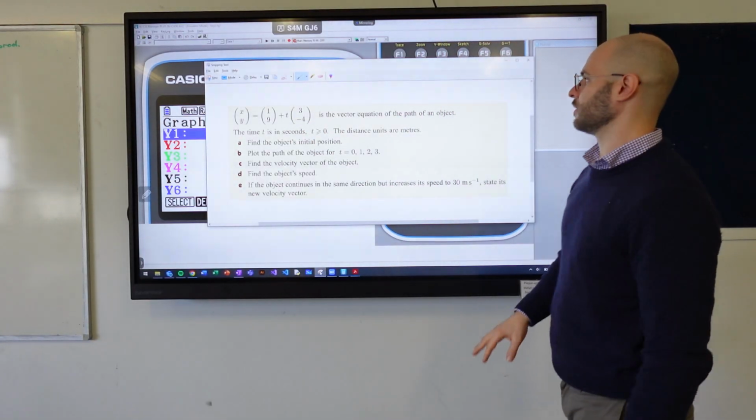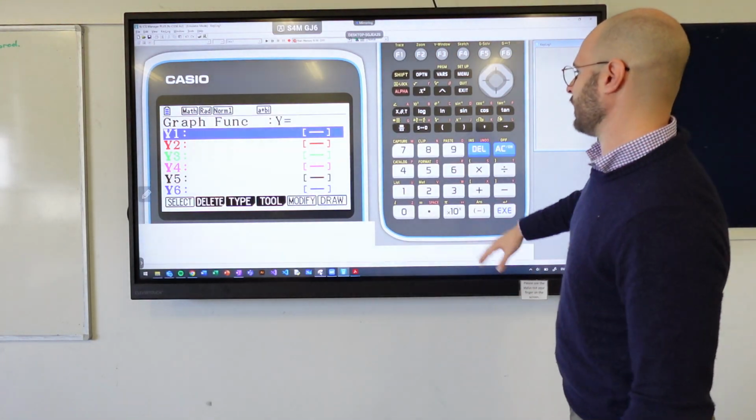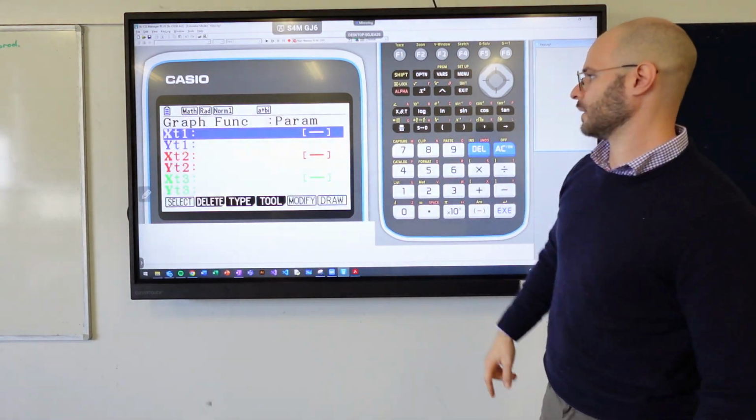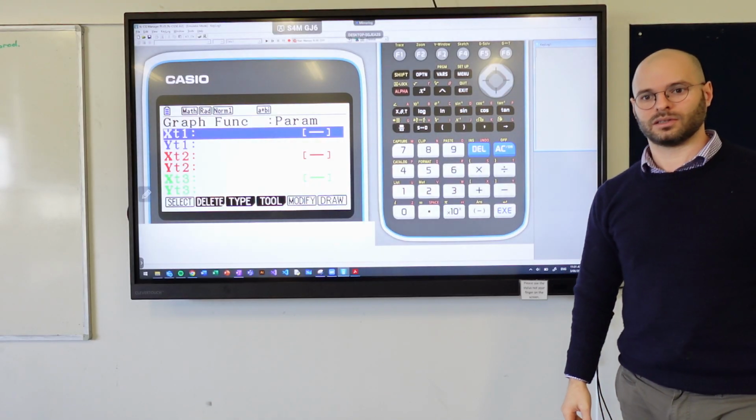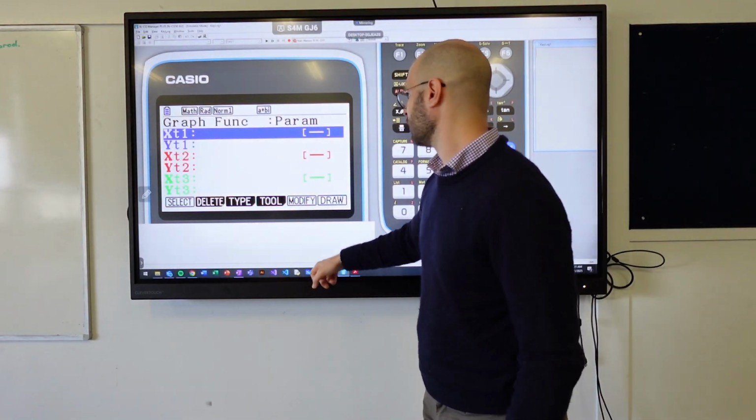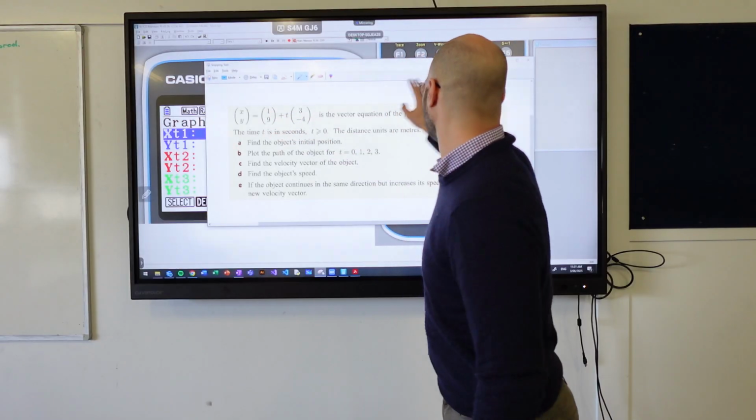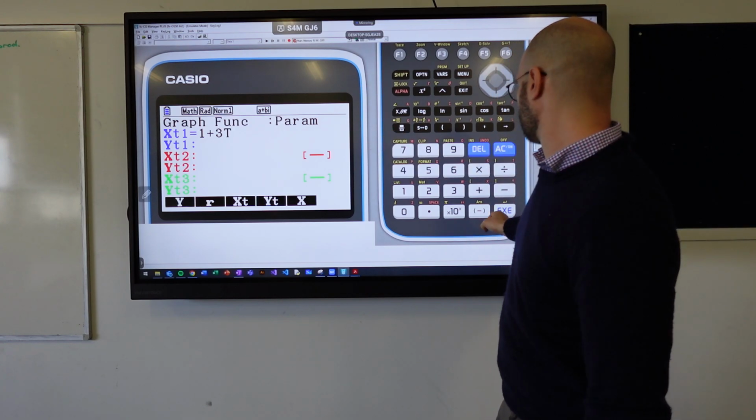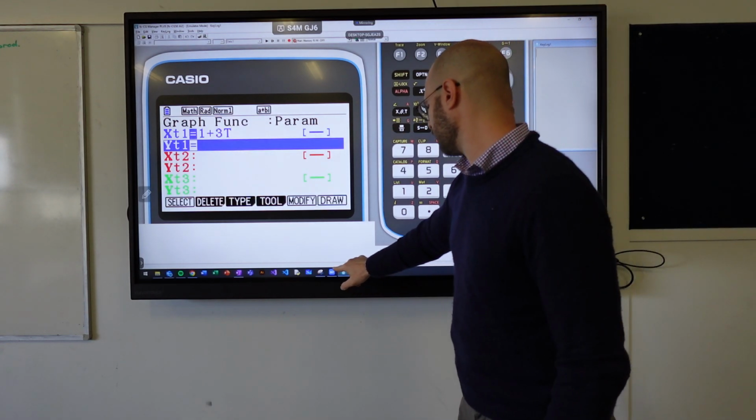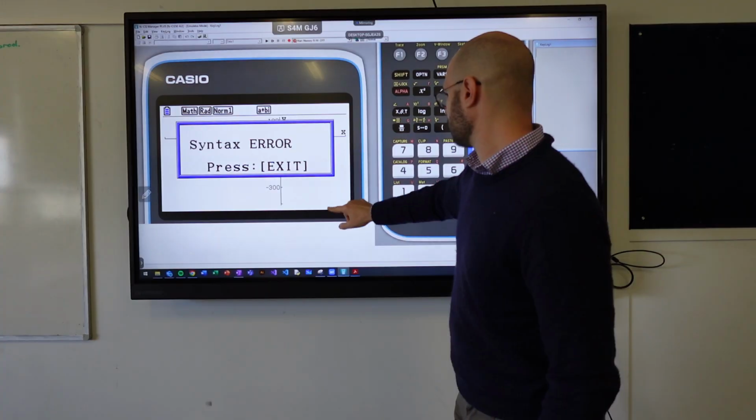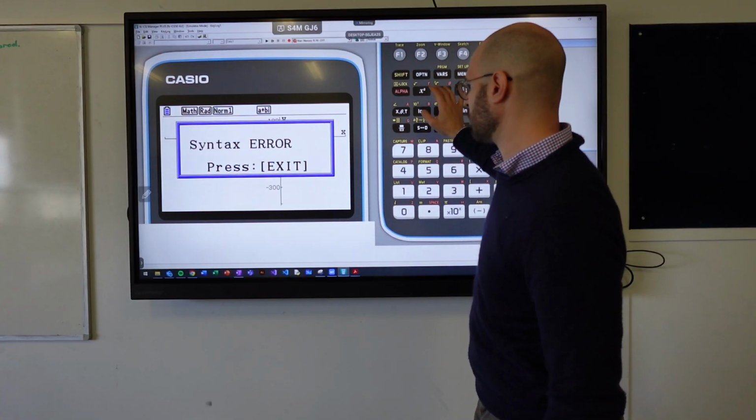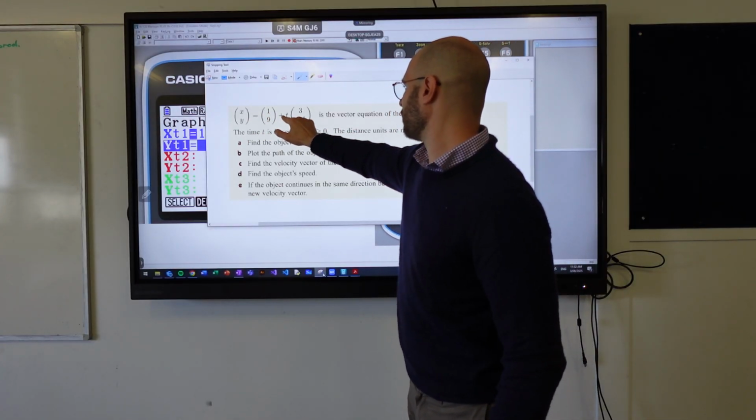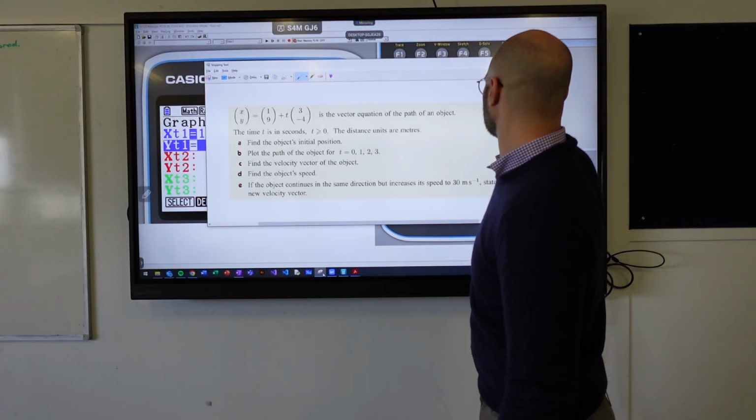Does that make sense? So to do this, we're going to go into type and we're going to go param, and that will put us in parametric mode. Next we key in the values. X equals 1 plus 3t. And then the next one is going to be y equals 9 plus minus 4t.